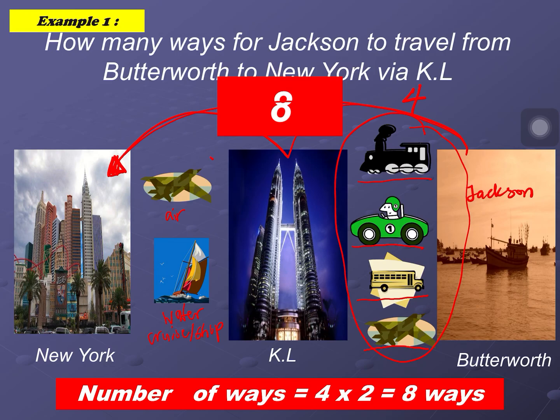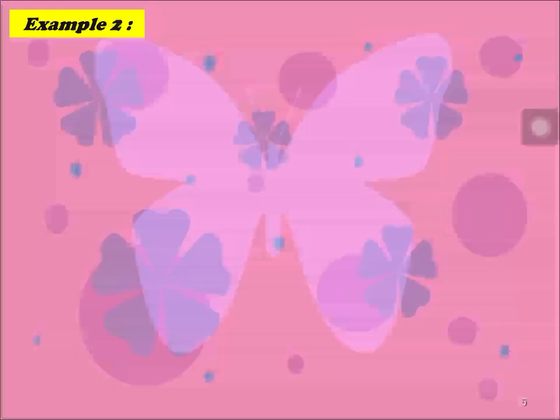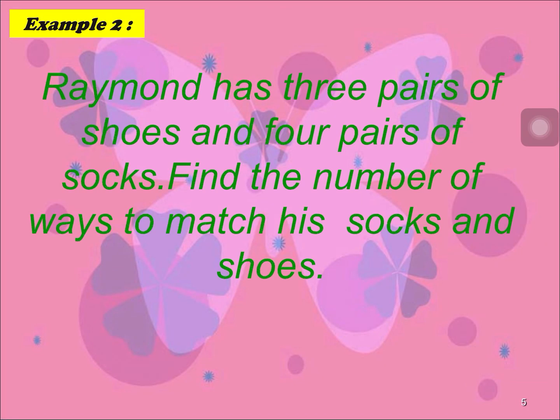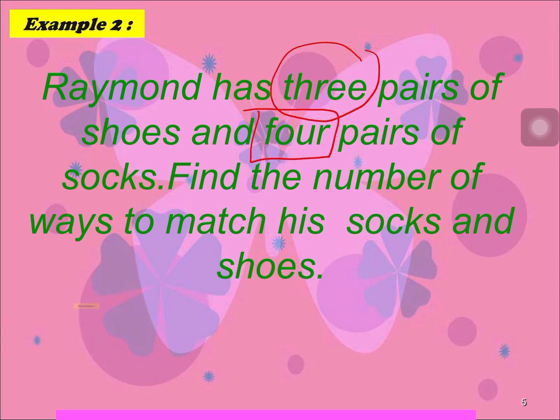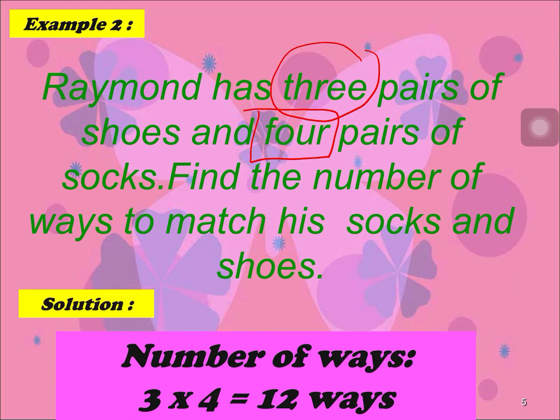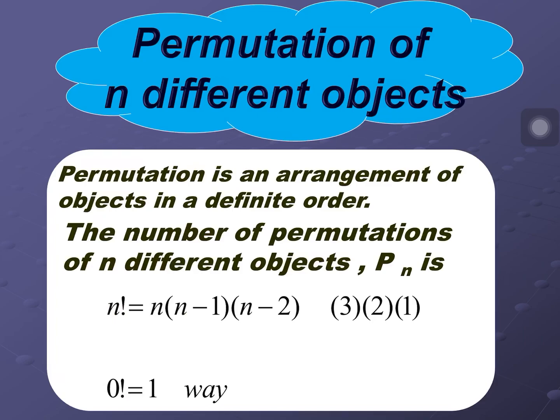So you just need to multiply this. There are 4 modes of transportation and 2 here, so you get 8 ways of traveling from Butterworth to New York via Kuala Lumpur. Example 2. Raymond has 3 pairs of shoes and 4 pairs of socks. Find the number of ways to match his socks and shoes. This is easy. He has 3 pairs of shoes and 4 pairs of socks, so the number of ways is 3 times 4, which equals 12.